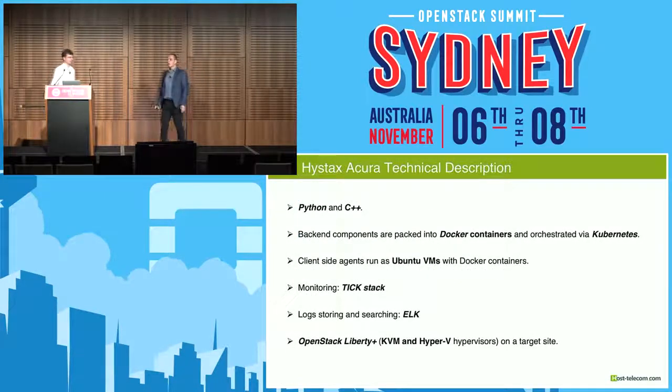And finally, I would like to give you some technical details on how the solution works, what it requires, and what it is. The solution is written in two languages, Python 3 and C++. It is a set of Docker containers with different kinds of services, and the whole solution is orchestrated via Kubernetes. We can actually work with any OpenStack distro starting from OpenStack Liberty.